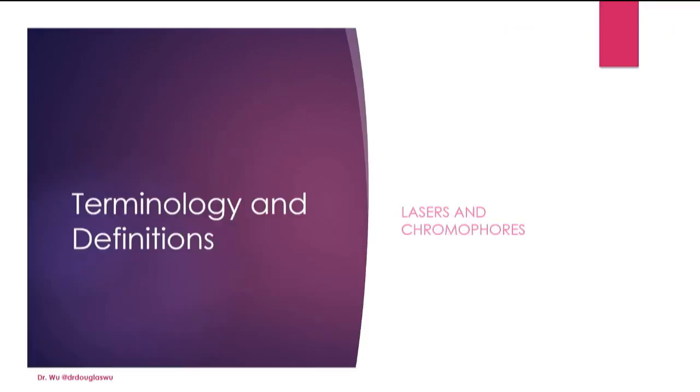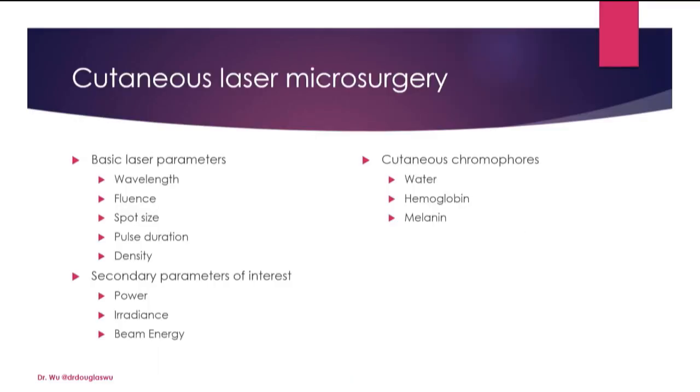So first of all, terminology. We have to be basically speaking the same language when we talk about lasers. And the basic laser parameters to understand, and I apologize, this is review for almost everybody here, are wavelength, fluence, spot size, pulse duration, and density. We have to really understand what these terms mean in order to apply the lasers to the conditions that we want to treat. Secondary parameters of interest, in particular for short pulse laser and benign pigmentation, are power, irradiance, and beam energy. Beam energy comes into play when we talk about fractional laser.